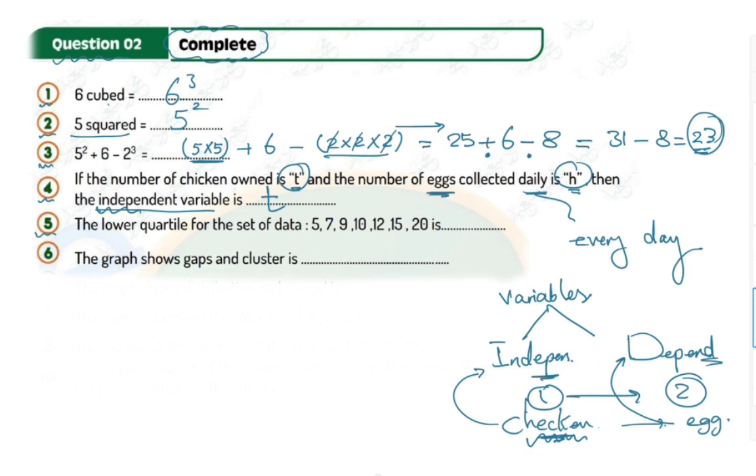Okay, next, question number 5. The lower quartile. What is the lower quartile? I use the lower quartile, upper quartile, and the median in a box plot. Of course, we remember the box plot. We have some figure like this one, and some numbers here.